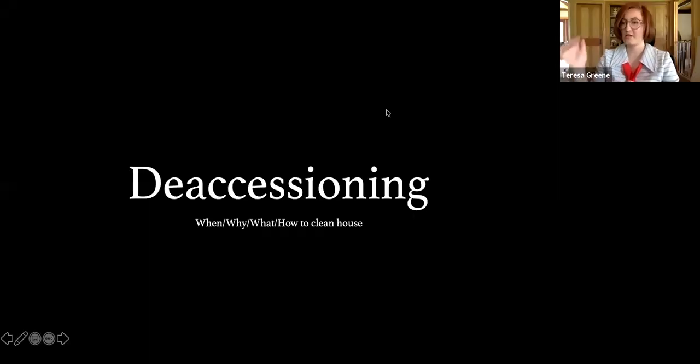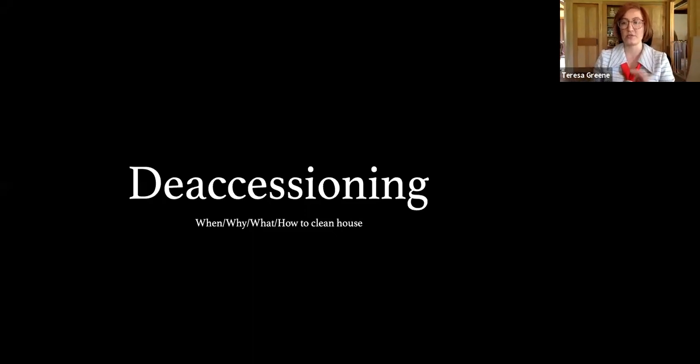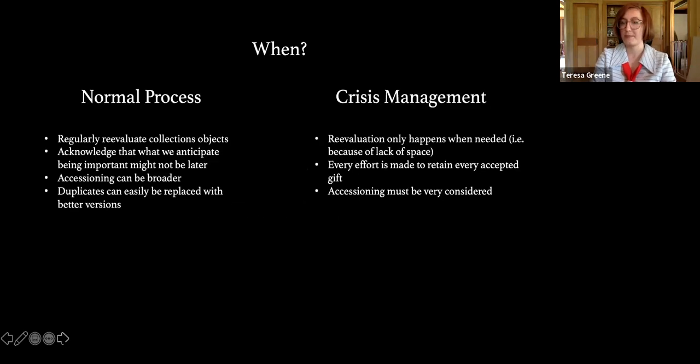All right, so I'm going to quickly go over some of the basics and tell you the system that I've developed here at the Vermont Historical Society. I've loosely structured this around the questions when, why, what, and how. When you should go through deaccessioning, why deaccessioning is a good thing to do, what you should deaccession, and how the process works. Okay, there we go. All right, so the first part, when.